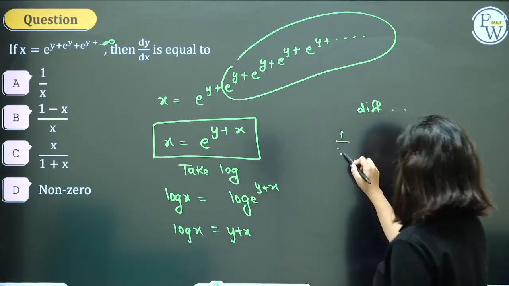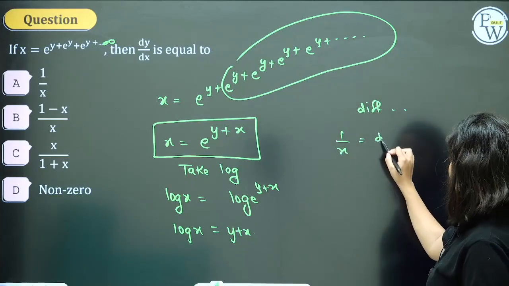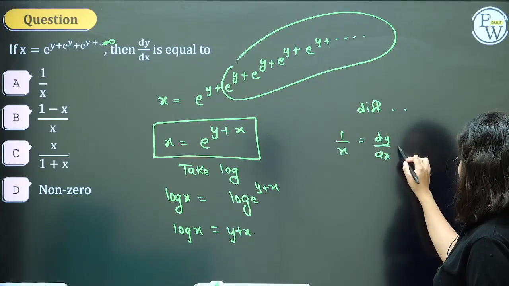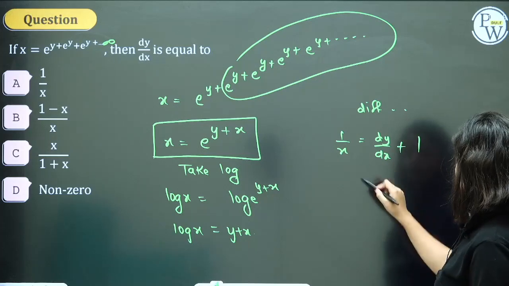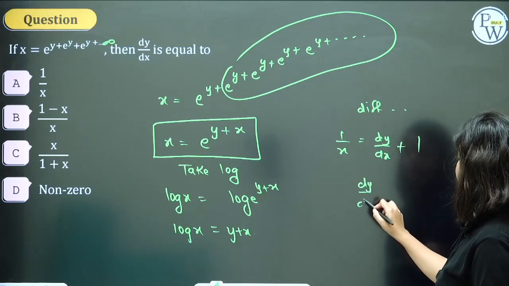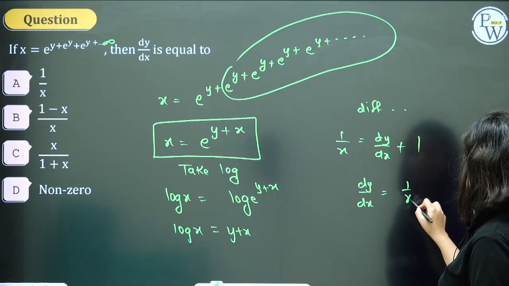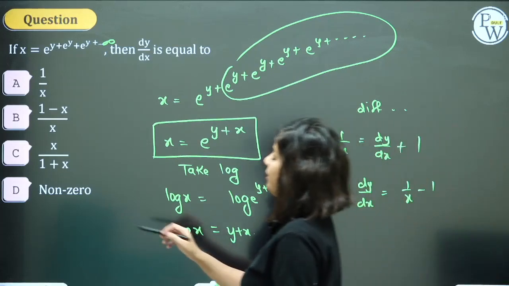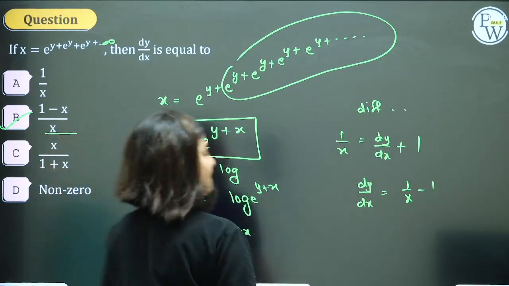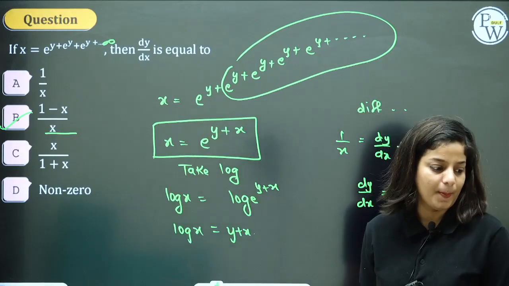Derivative of log x is 1 by x, derivative of y is dy by dx, and derivative of x is 1. Rearrange it. We want dy by dx. 1 upon x minus 1, that is 1 minus x upon x, which is option B.